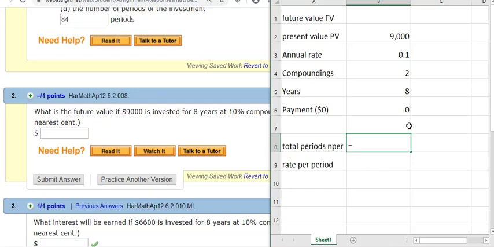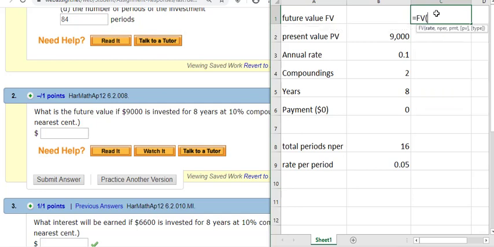Total number of periods will be 8 years times 2 compoundings per year for a total of 16 different compounding periods. The rate per period is the annual rate of 10%, but then it has to be divided into 2 equal pieces. So 5% every 6 months for a total of 10% over the course of a year.